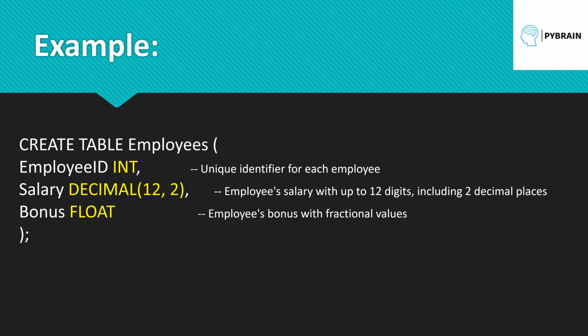Let's look at an SQL example using the different numeric data types. Here's a simple table creation script that demonstrates how to use integer, decimal, and float. Here, employeeID int stores integer values for unique employee identifiers. Salary decimal(12,2) stores the employee's salary with precise calculations, allowing up to 12 digits in total and 2 decimal places, e.g., 50,000.00. Bonus float stores the employee's bonus, which may include fractional values, e.g.